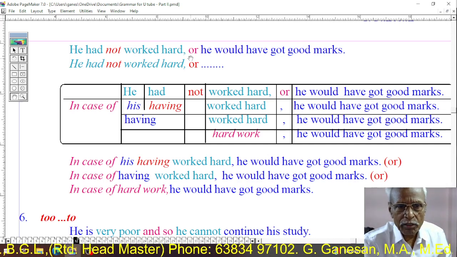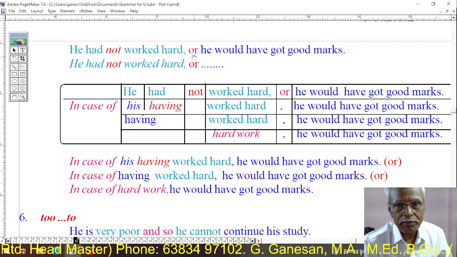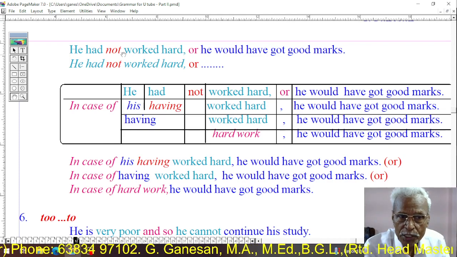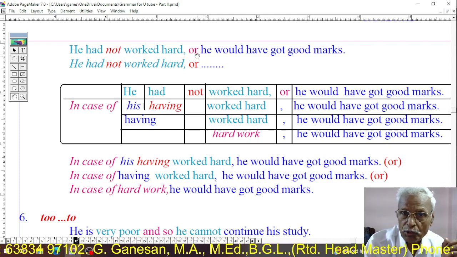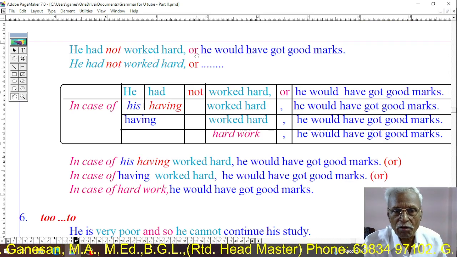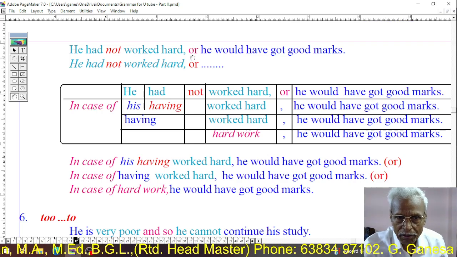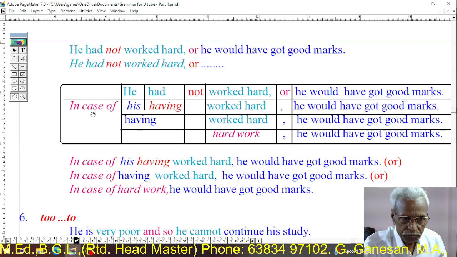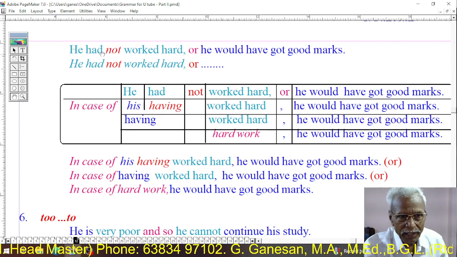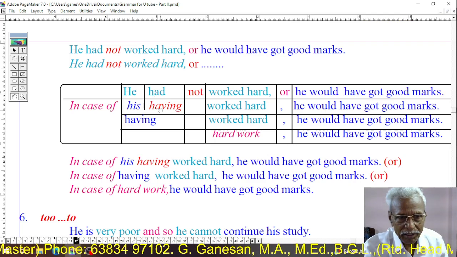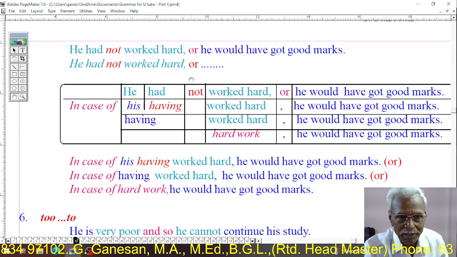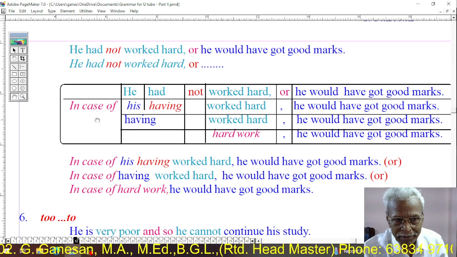Here, he had not worked hard. "Or" is the main clause. Here we have to change "not" and "or" into its phrase. Its phrase is "in case of" or "in the event of". In case of he, his, had worked, having worked hard, not and "or" are changed into "in case of".